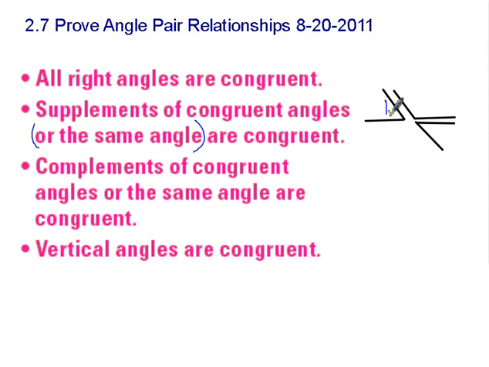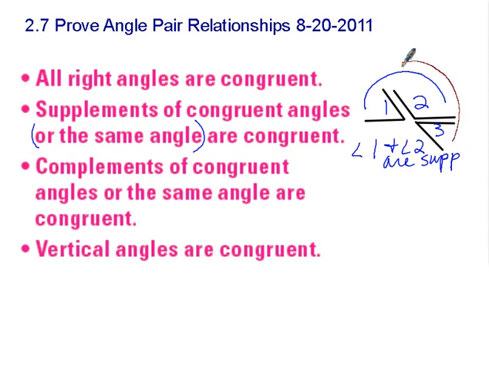So if we have three angles, 1, 2, and 3, we can say that angle 1 and angle 2 are supplementary. We can say that angle 3 and angle 2 are supplementary. Therefore, if these are supplementary and these are supplementary, angle 1 must equal angle 2. Angle 1 must be congruent to angle 3.